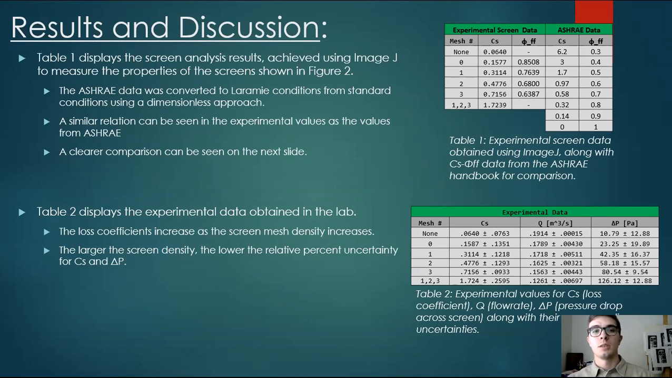Onto the results. Table 1 displays the screen analysis results achieved using ImageJ to measure the properties of the screens shown in Figure 2. The ASHRAE data was converted to Laramie conditions, which is what you see here, from standard conditions using a dimensionless approach that we used in the pre-lab.